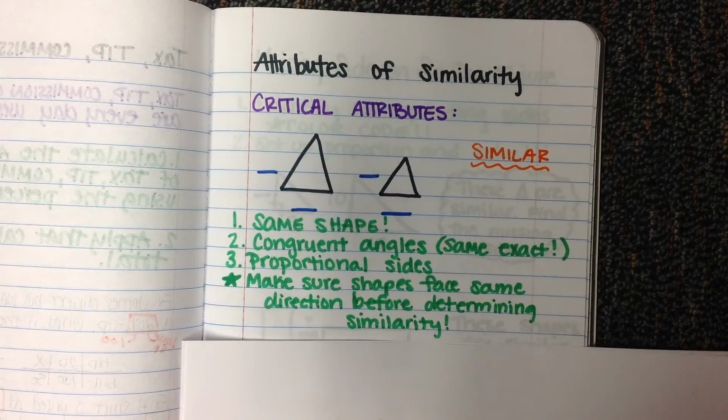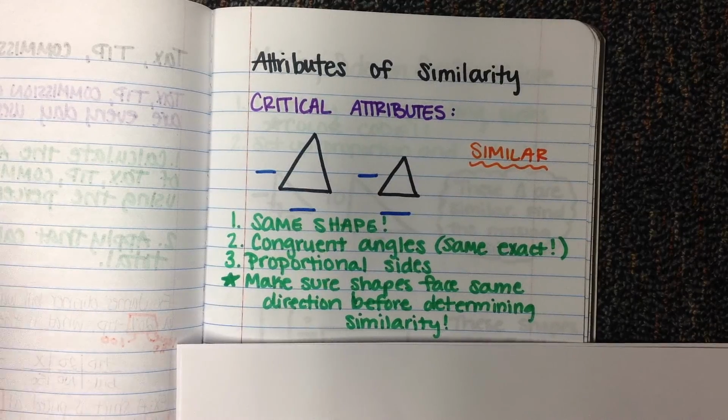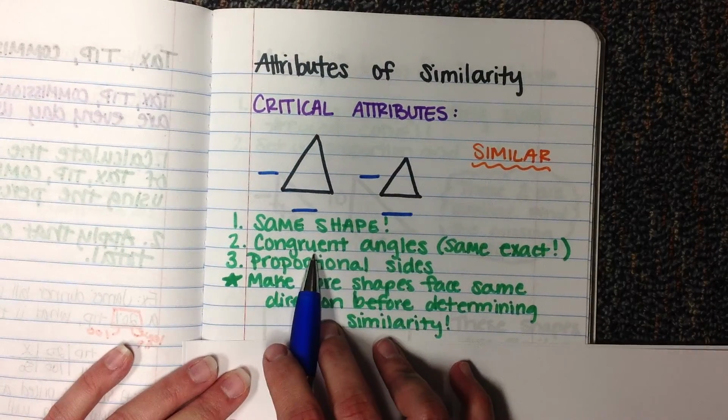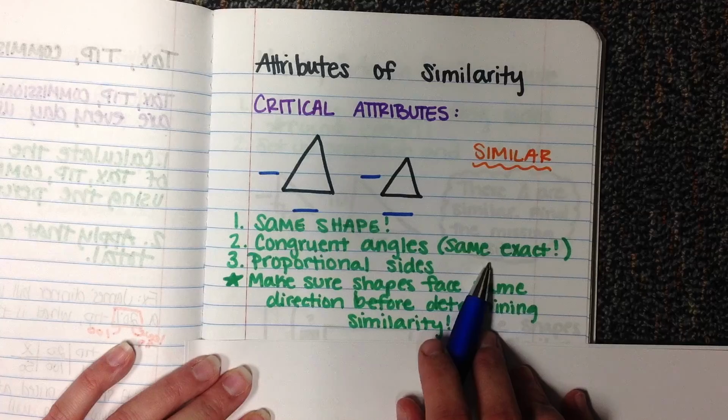In order for something to be similar, they have to be the same shape. So a triangle is never going to be considered similar to a rectangle. Okay? Triangles are sometimes similar to other triangles. Being the same shape is the first start. The second thing that has to happen is that the angles have to be congruent. They have to be exactly the same.